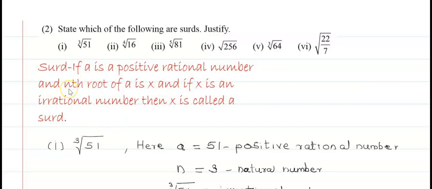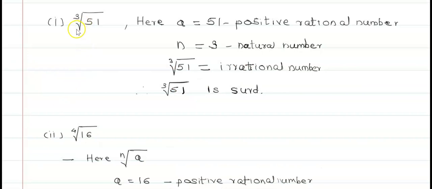If a is a positive number. Now see this here, the cubic root of 51. Now we'll check one by one. Here the radicand, which we treat as a, is equal to 51, which is a positive rational number. n is equal to 3, which is a natural number. And cubic root of 51, the whole number, is an irrational number. Therefore the cubic root of 51 is a surd.